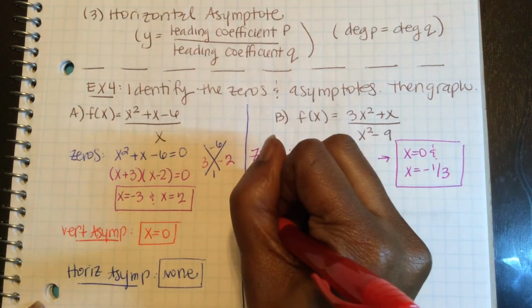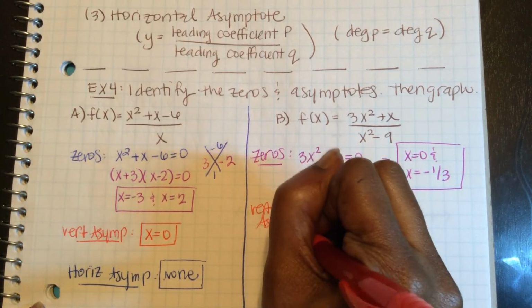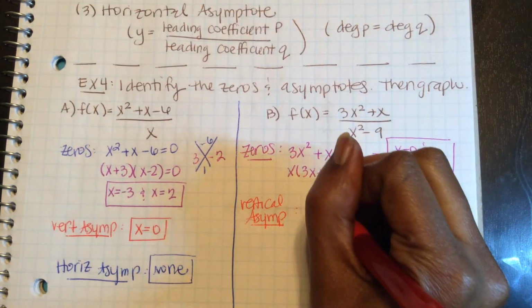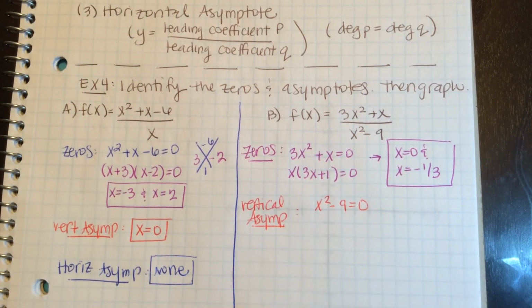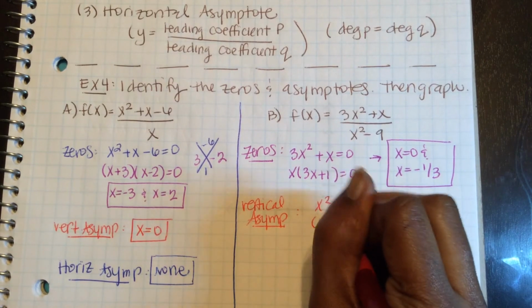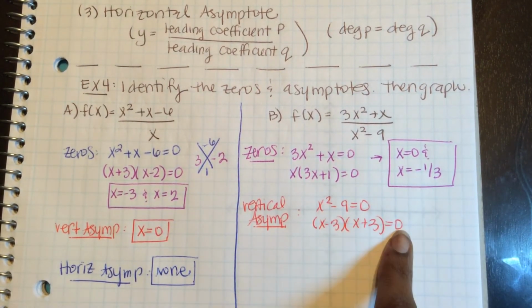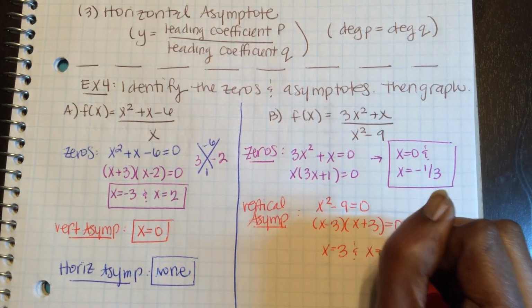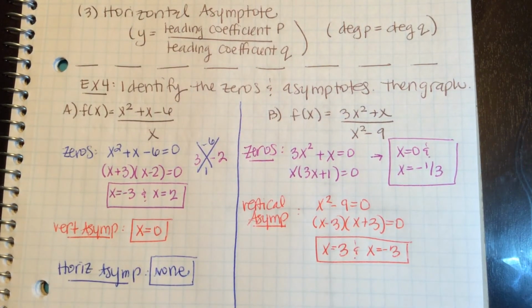So vertical asymptote happens when your denominator equals 0. So x squared minus 9 equals 0. I can factor this with the difference of squares, setting each factor equal to 0. X equals 3 and x equals -3 would be my vertical asymptotes.